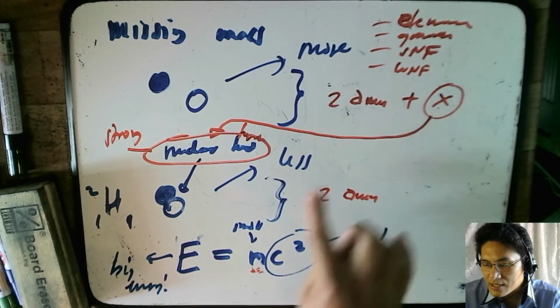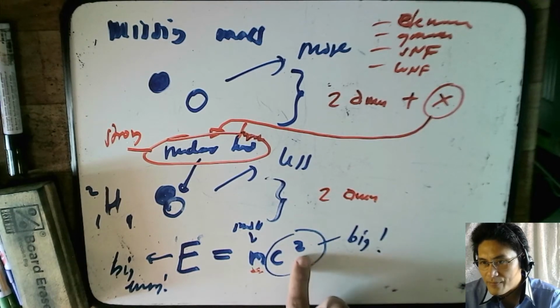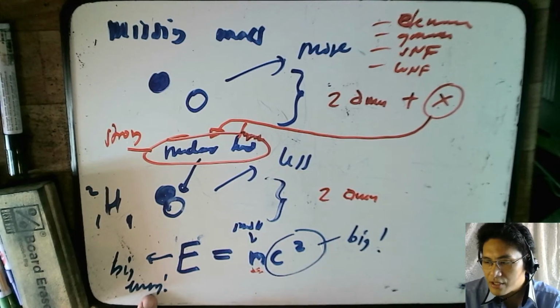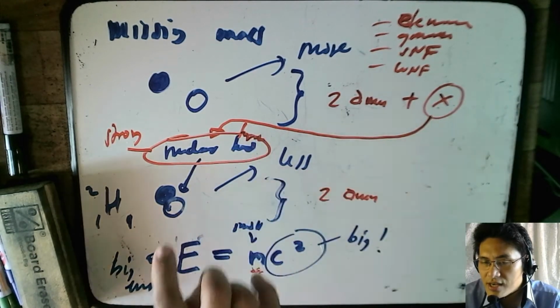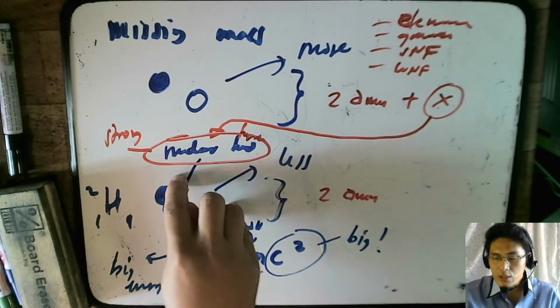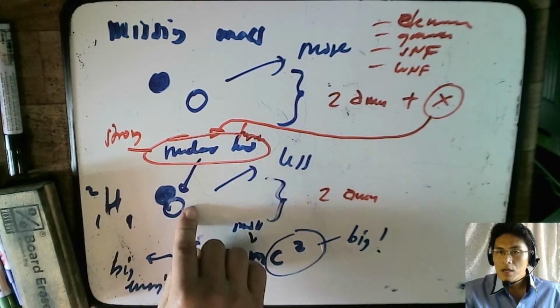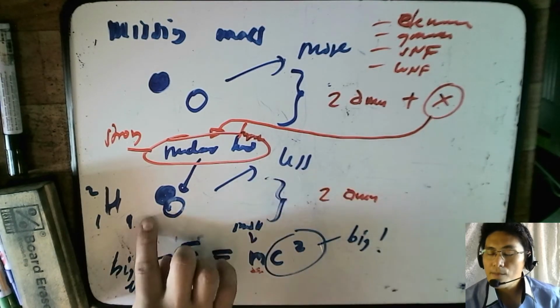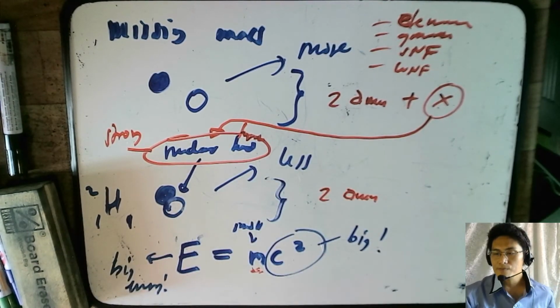And again, that missing mass is very small, but this is very big, the square of the speed of light. So you get a very big amount of energy. And that amount of energy is actually the energy that holds the two nucleons together. And that is what we call the strong nuclear force, the nuclear bond that bonds them. Okay?